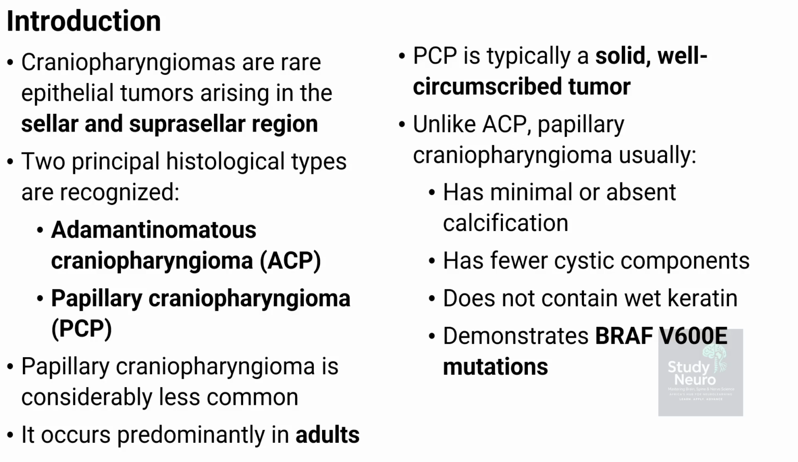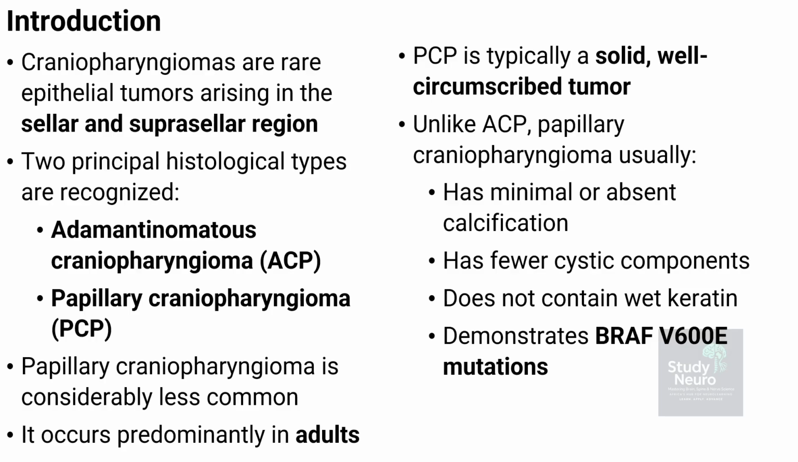Craniopharyngiomas are rare epithelial tumors that arise in the sellar and suprasellar region, close to structures involved in vision and endocrine function. Two principal histological types are recognized. They are biologically distinct. Papillary craniopharyngioma is less common and occurs predominantly in adults.